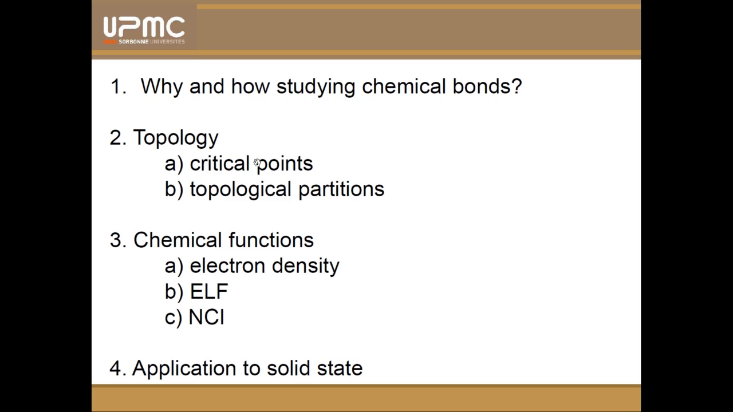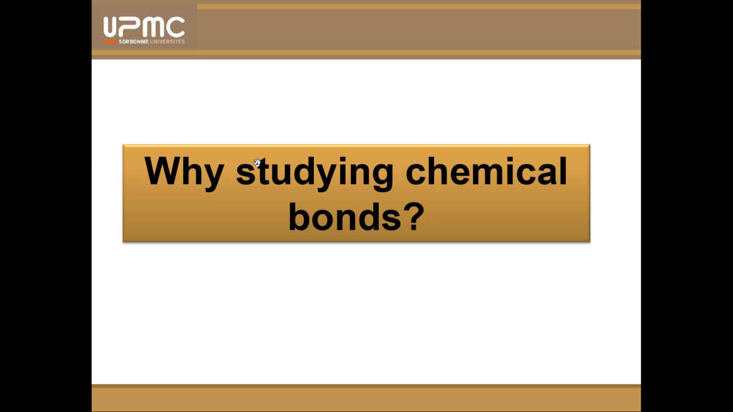We study them through the topological approach, so I will be introducing main concepts about topology, critical points, topological partitions, and how we can apply them to chemistry. So through three chemical functions that I will be introducing today: electron density, the electron localization function that Miriam already introduced, and the non-covalent interaction index. And after introducing this whole methodological approach, I will show you one application to solid state, which is very neat, that Miriam already started.